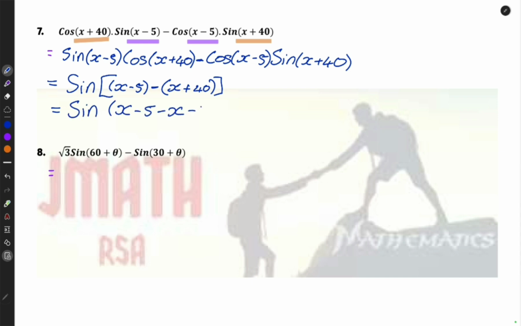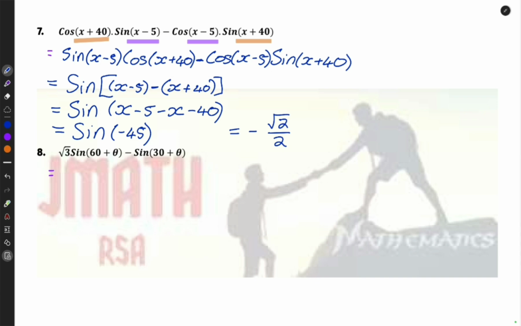So now I can just simplify the inside, and this just becomes sine of x minus 5 minus x minus 40, which changes to sine of, the x's cancel out. So this is just sine of minus 45. Because it is sine, the minus goes to the front. So the final answer with this will just be minus root 2 over 2. Okay, so very, very tricky. Please watch out for these ones.